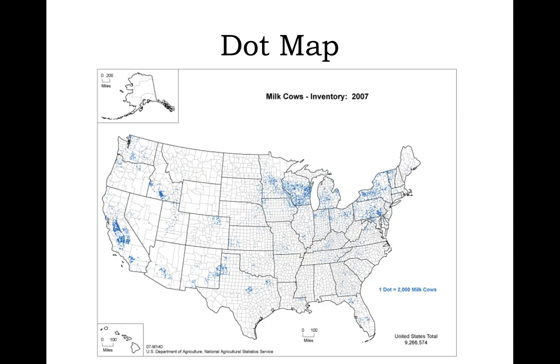This is an example of a dot map. A dot map uses a dot or a symbol to show how many of something there is. So in this case, our dot map is talking about milk cows. And 1 dot equals 2,000 milk cows in the United States. From this map, we can tell that the majority of milk cows in the United States are found in Wisconsin or California. Not very many milk cows are found in North Dakota because there are very few dots. The more dots that are concentrated in one area, the higher the milk cow inventory.